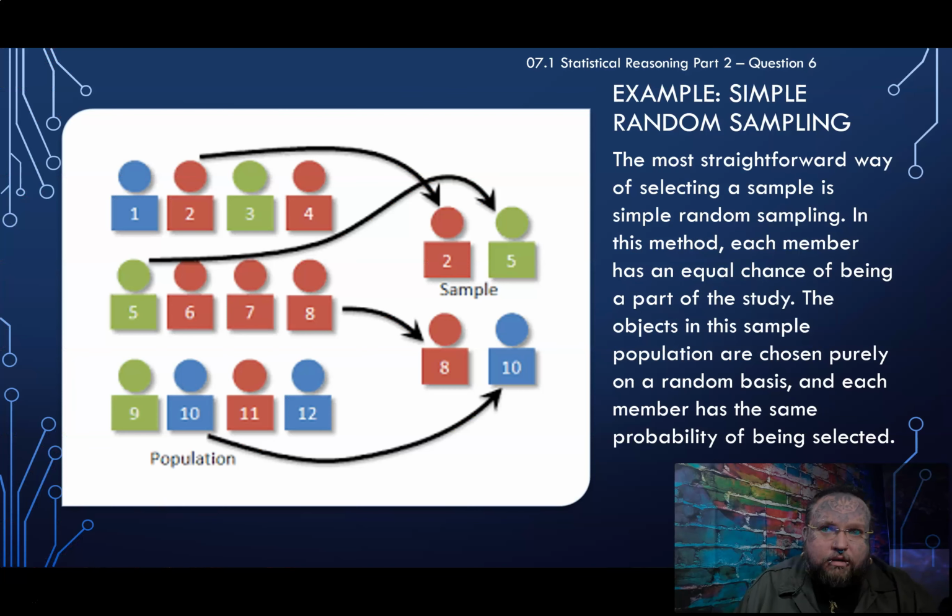So example, the very first one, very simple one. From that family of probability sampling, you get simple random sampling. Right here is the most straightforward way of selecting a sample. In this method, each member has an equal chance of being part of the study. The objects of the sample population are chosen purely at random, so maybe by flipping a coin or rolling a die, and each member has the same probability of being selected. And so you're hoping that how you're picking that probability choice of including them is that it's not you picking it, but some other choice coming in. And in the end you have hopefully something that has a proper representation.